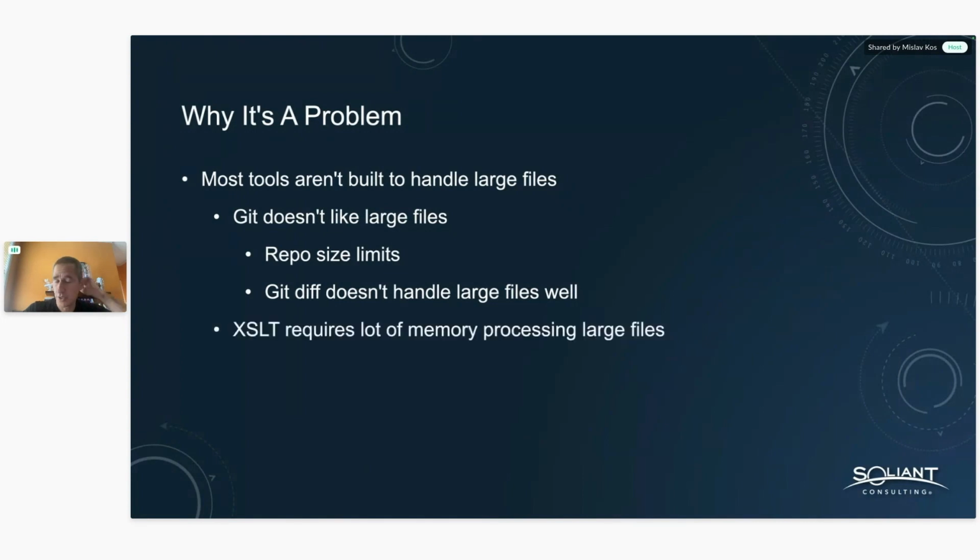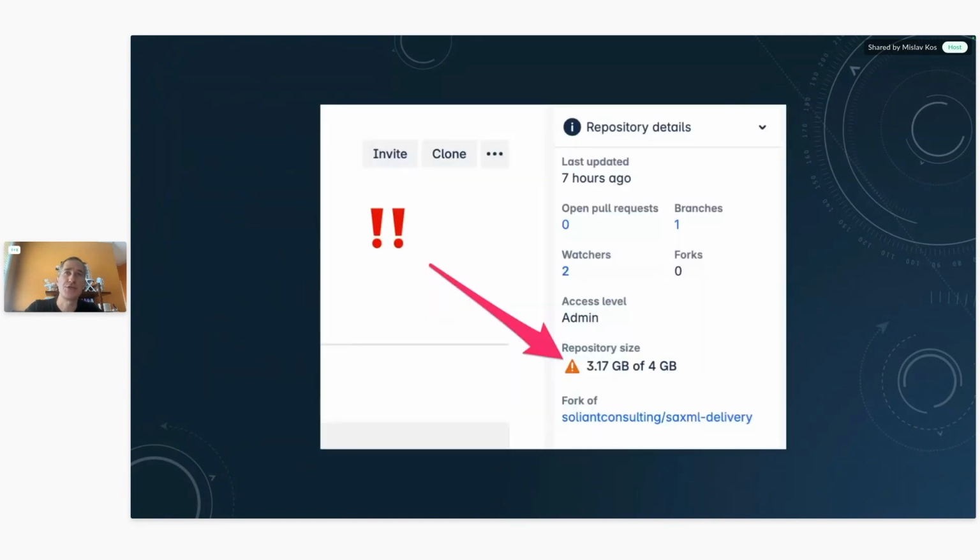If you want to do XML style sheets, if you want to apply that to a file, it requires a bit of memory to process large files. And if you want to open up that XML in VS Code, it's going to start to complain about the sizes of the files. Here's a screenshot of one of our project repositories, and we can see we're kind of creeping up on that size limit.